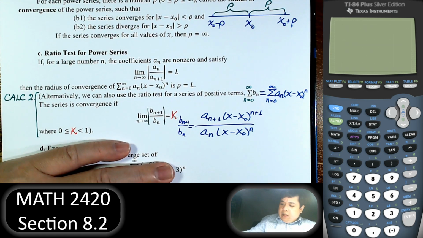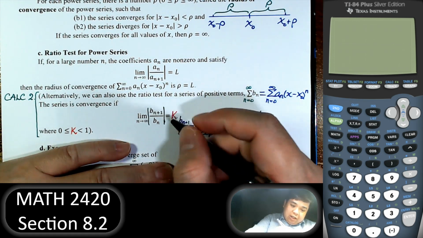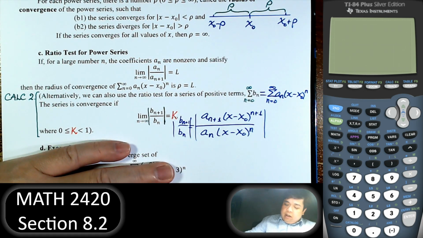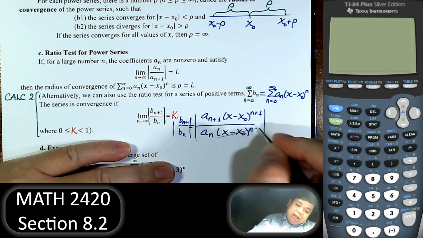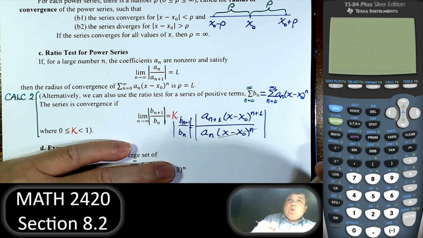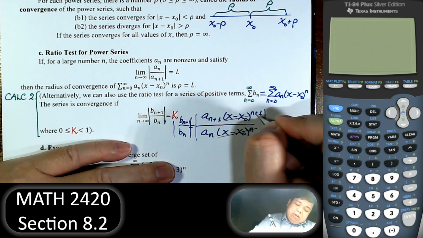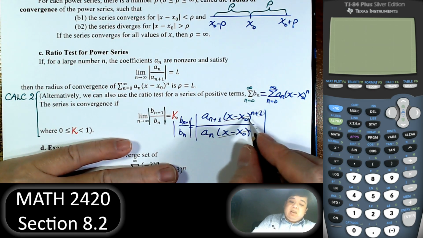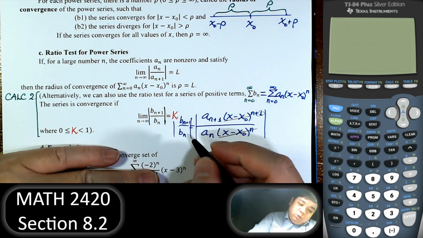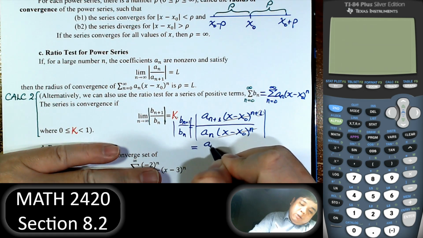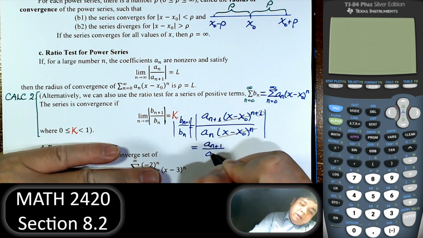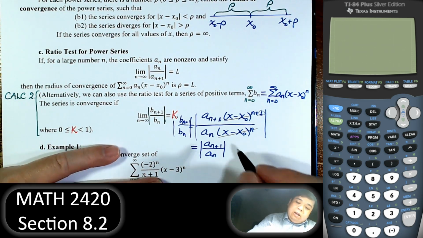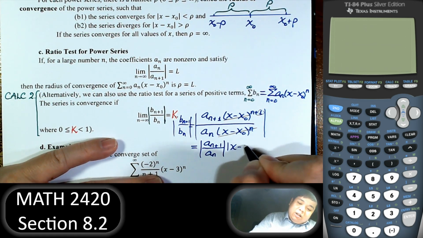Now let's take the absolute values. When we cancel x minus x naught to the n power with n of them, we are left with x minus x naught. So when it cancels out, we have a sub n plus 1 over a sub n, and then we have x minus x naught.